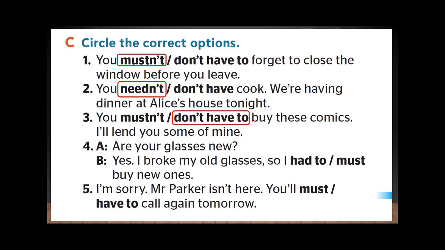Then to number 4. Are your glasses new? B said, yes, I broke my old glasses, so I must buy new ones. If you look carefully, you will find this is a clear, simple past sentence. It's a sentence in the past simple. We have the verb broke, so the correct answer will be a past obligation, which is had to.